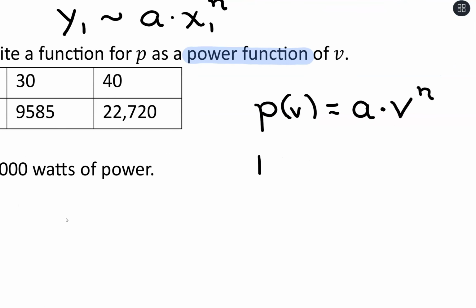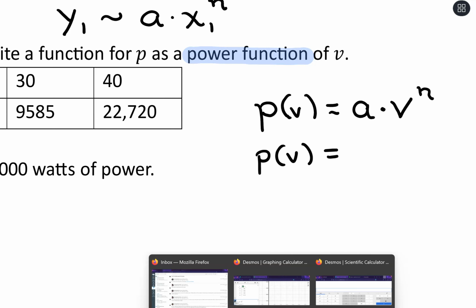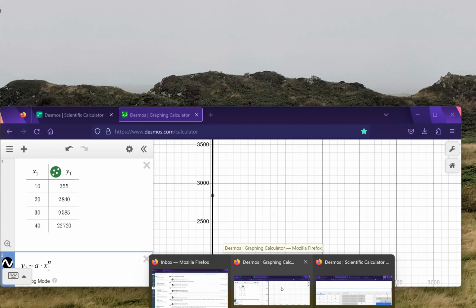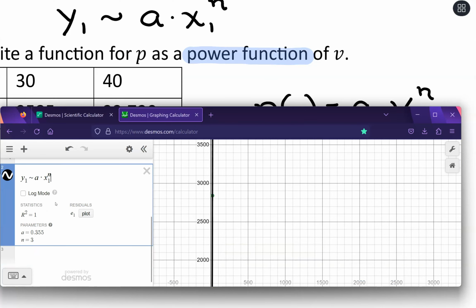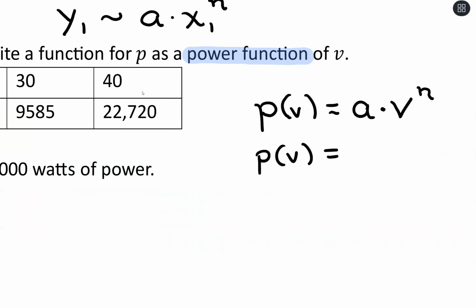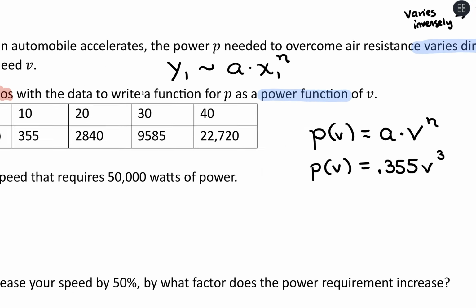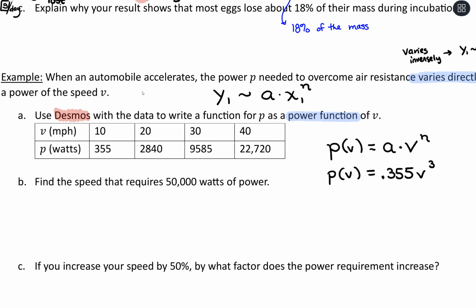Okay, so what we're going to do is rewrite our function using the values that Desmos is giving us. So we found a is 0.355 and n is 3. That's telling me a cubic function is the best fit for this kind of data.